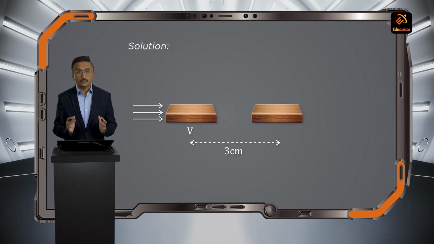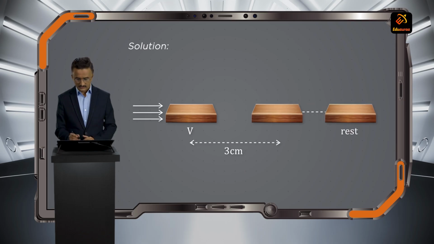Now what happens during this motion? The velocity becomes half, so it becomes v by 2, and finally the body comes to rest. So finally here the body comes to rest, the velocity becomes 0. So what about this distance S2? We have to find out this S2.